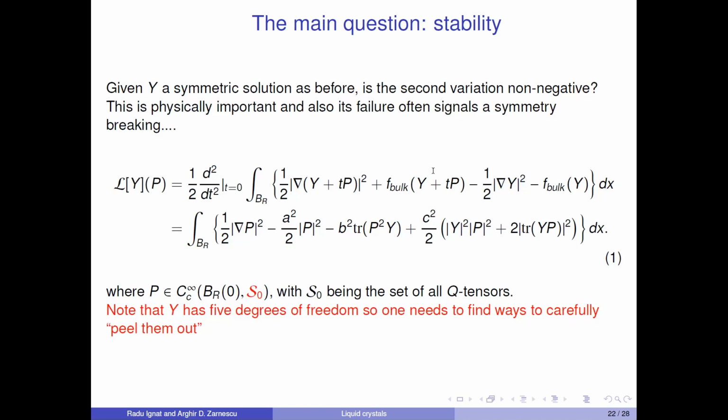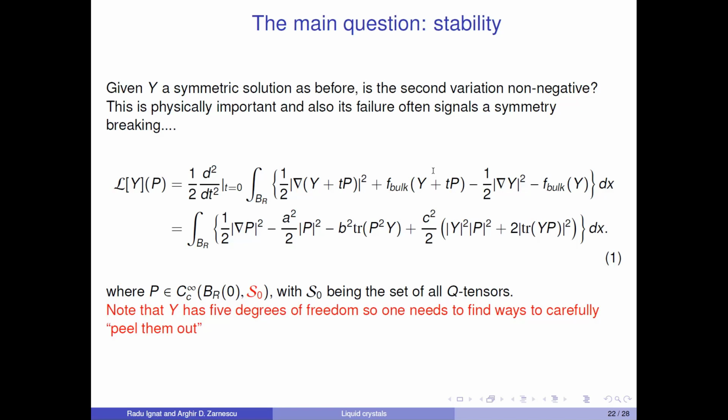So this is really what you mean by stability, that the second variation defined as in here is greater or equal than 0. And this should be for any P like this. And this is where we start seeing a bit the complexity. Because Y in principle depends just on 2 components, but P depends on 5 components. So you start seeing the geometry of the Q-tensor when you look at this problem.